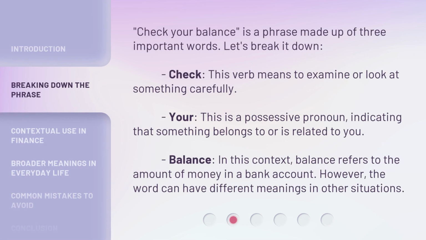"Check your balance" is a phrase made up of three important words. Let's break it down. "Check." This verb means to examine or look at something carefully. "Your." This is a possessive pronoun, indicating that something belongs to or is related to you. "Balance." In this context, balance refers to the amount of money in a bank account. However, the word can have different meanings in other situations.